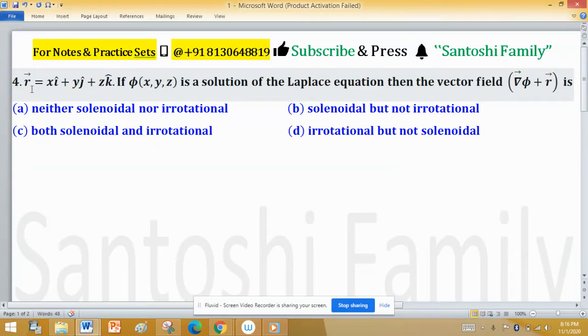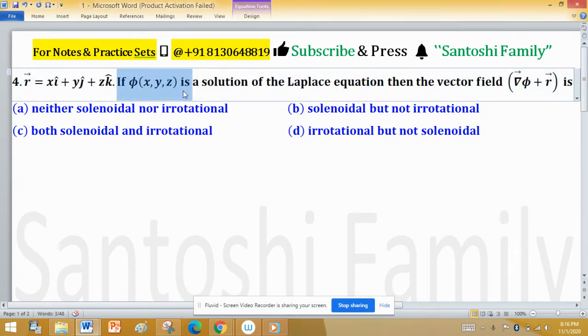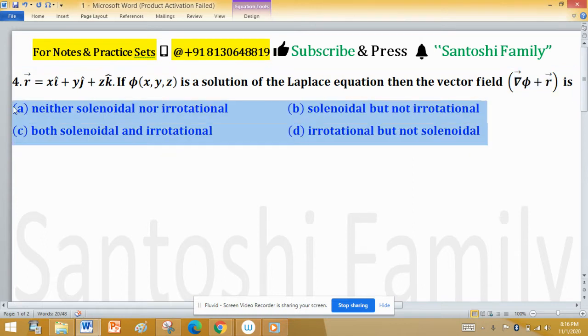R equal to x i hat plus y j hat plus z k hat means R is a position vector in a rectangular coordinate system. If phi, a function of x, y, z, is a solution of the Laplace equation, then the vector field defined inside the bracket is solenoidal or irrotational. All these four options given to us tell about either solenoidal or irrotational.